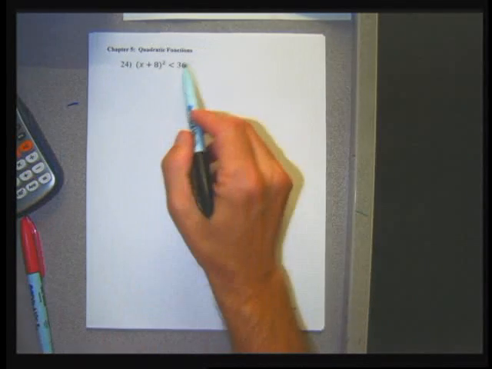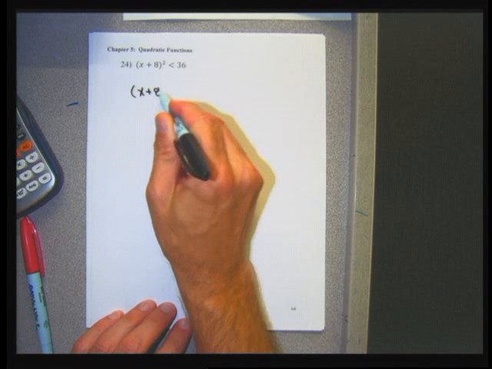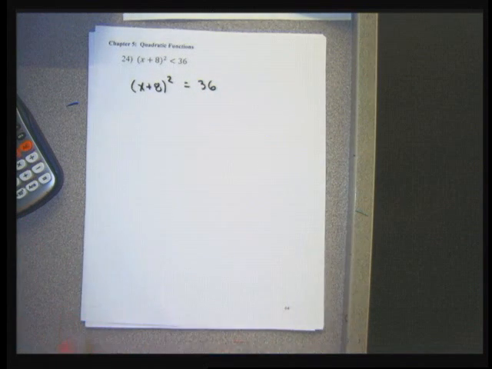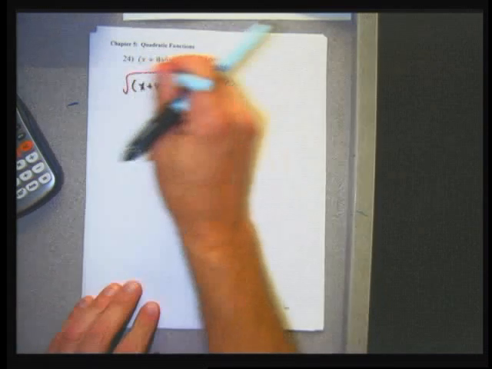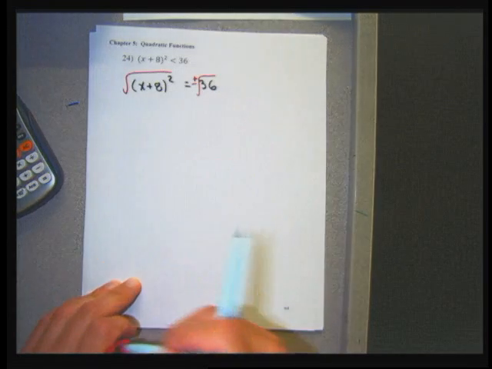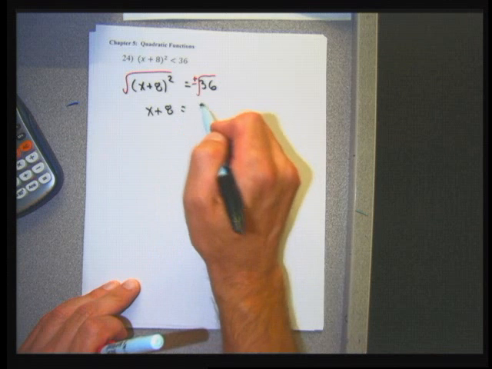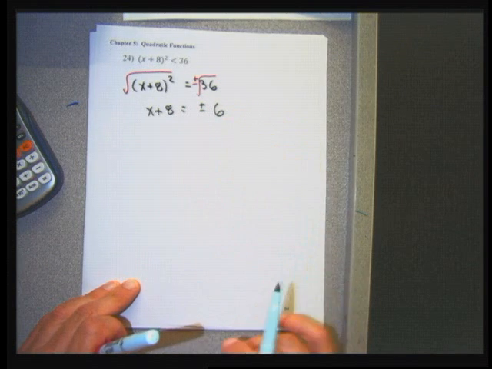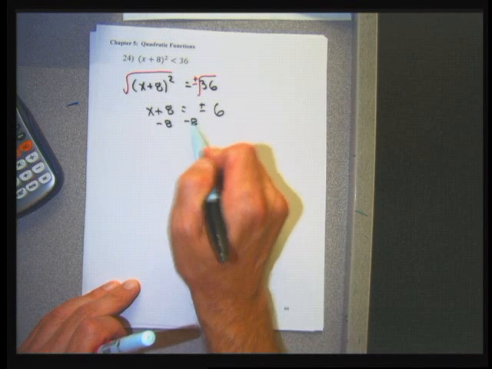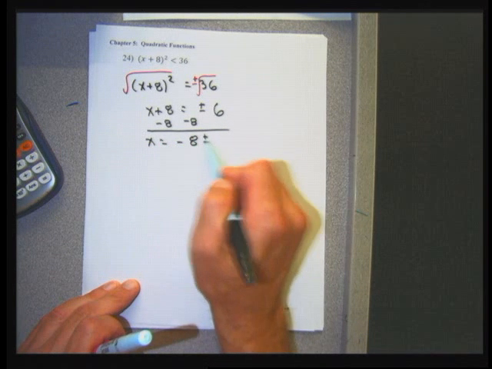28's not a special case because that's positive. So I'm going to make it like it's an equal sign. X plus 8 squared equals 36. Solve that to get my number line ready. Square root, plus or minus square root. This is going to give me x plus 8 on the left side equals plus or minus 6 on the right side. Now I'm going to minus 8 and minus 8. That's going to give me x equals minus 8 plus or minus 6.